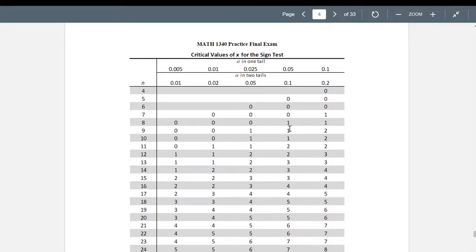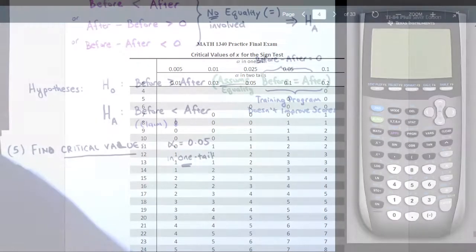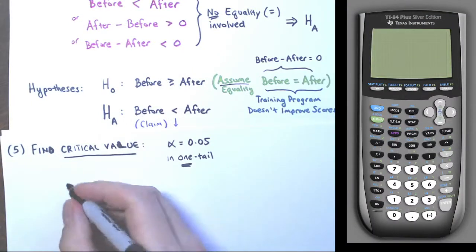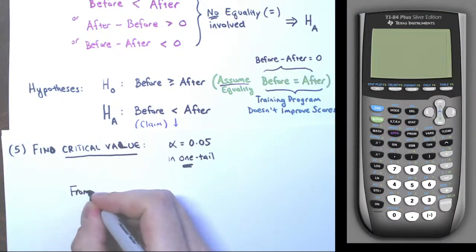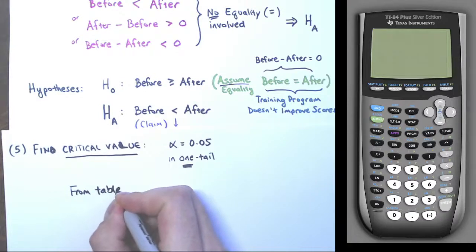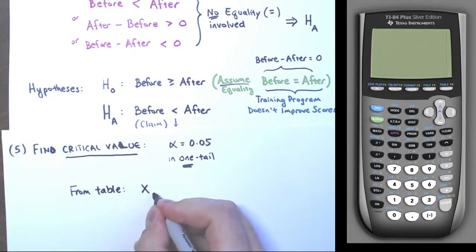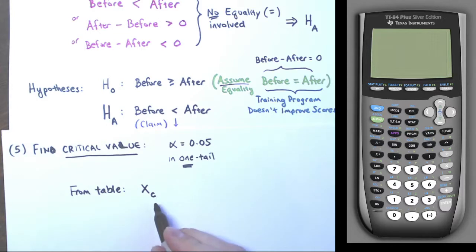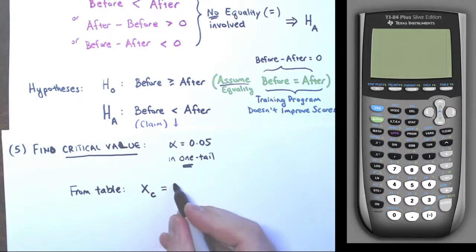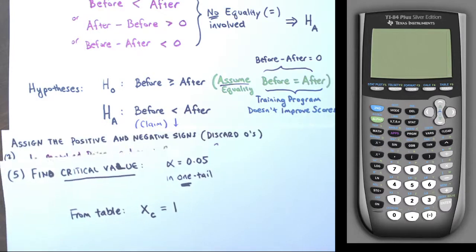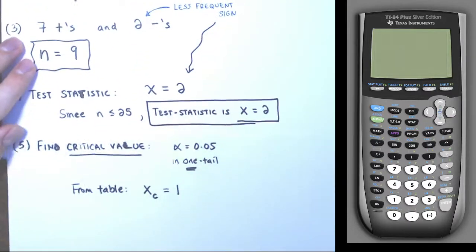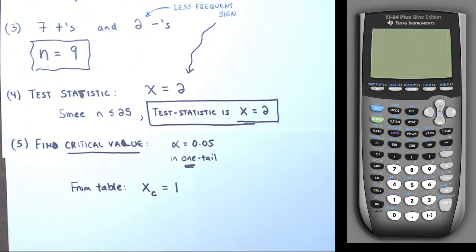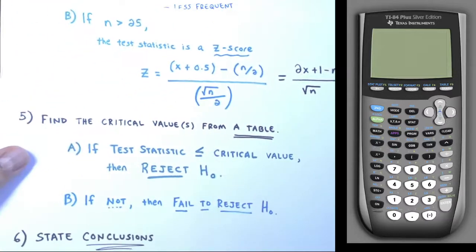I'm going to write that down as my critical value. From the table, I'll say xc, C for critical, was 1. And what was the value of x? X was 2. That becomes the big question. Step 6, well actually, still step 5, so it was 5a and 5b.